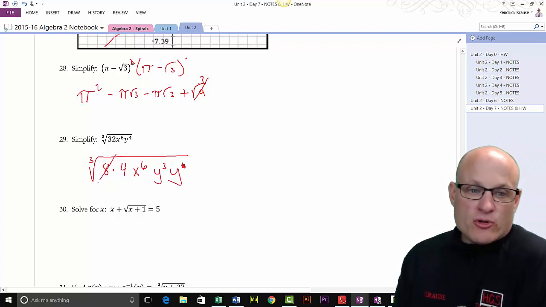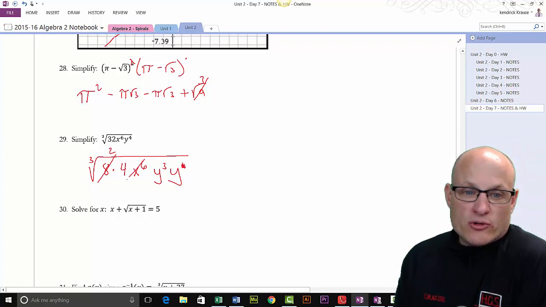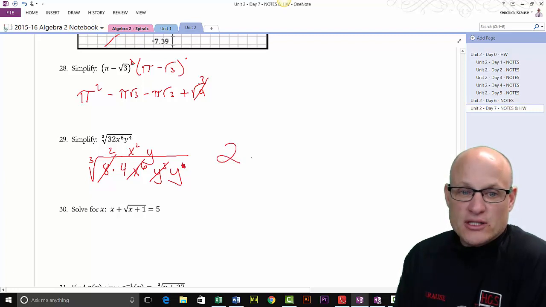So the cube root of 8 is 2. The cube root of x to the 6th is x squared. And the cube root of y cubed is just a y. So my answer is 2 x squared y cube roots of 4y.